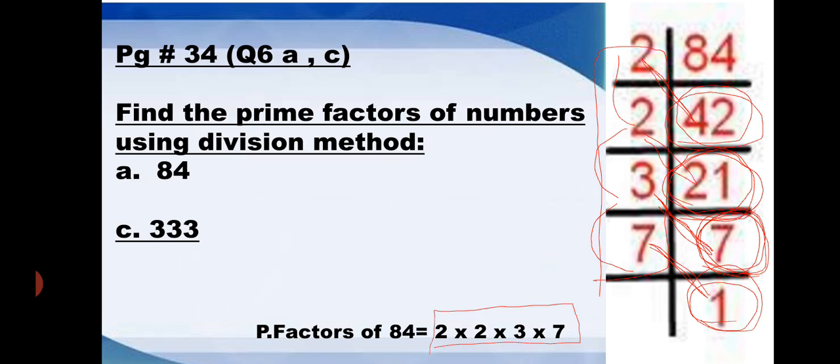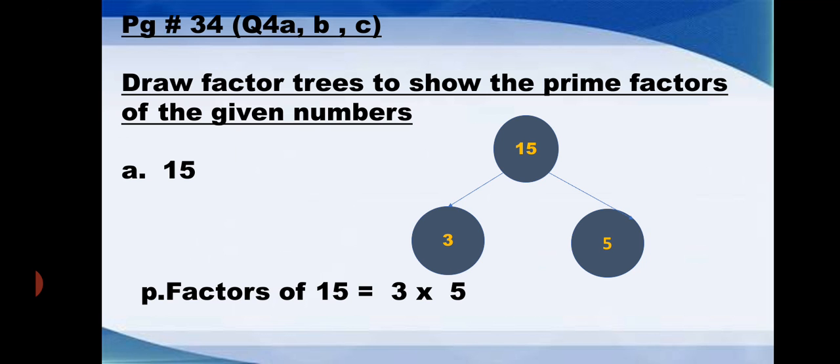Now students, it's page number 34 and question number 4 ABC. Draw factor trees to show the prime factors of the given numbers. So students, here we have a number 15 and you have to look for the factors of 15, but those factors should be prime numbers, should be prime factors.